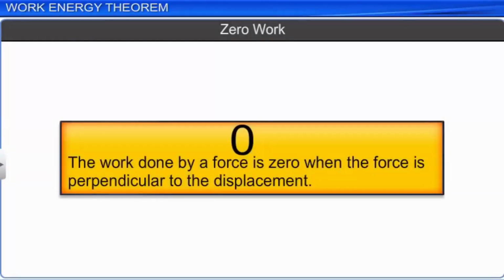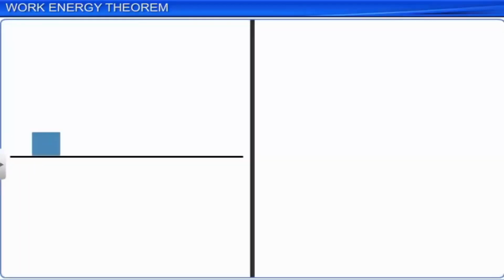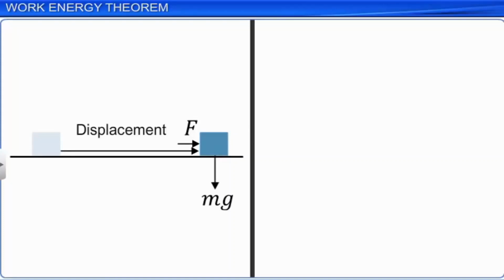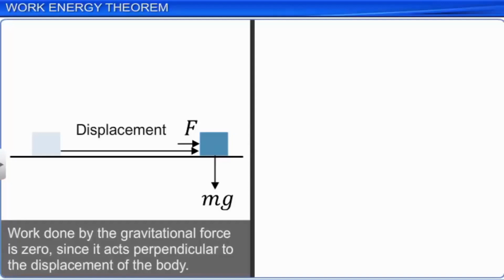The work done by a force is 0 when the force is perpendicular to the displacement. Consider a block moved over a horizontal surface. In this case, the displacement is along the horizontal, whereas the gravitational force, which is the weight of the block, acts vertically downwards. Here, work done by the gravitational force is 0, since it acts perpendicular to the displacement of the body.